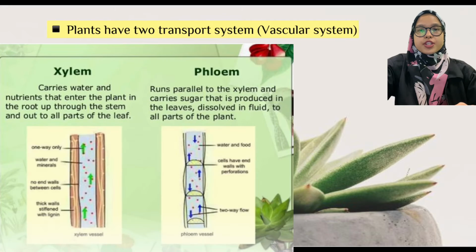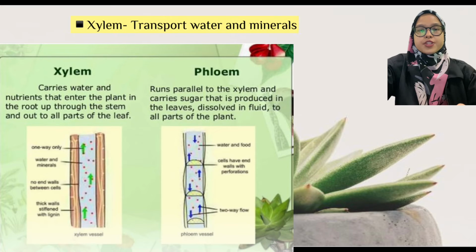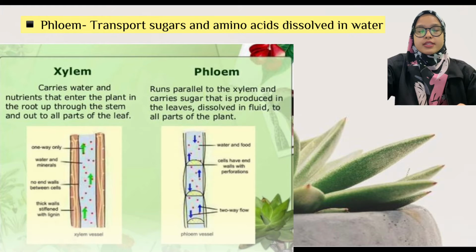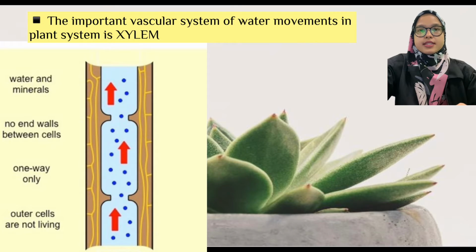Plants have two transport systems, which are also called the vascular system. The first one is xylem. The function of xylem is to transport water and minerals. The second one is the phloem. The function of phloem is to transport sugars and amino acids dissolved in water. The important vascular system for water movement in plants is xylem.